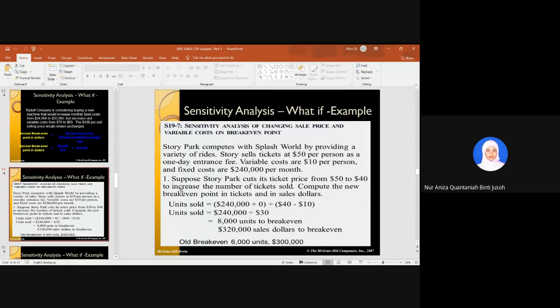Now, a what-if situation. Suppose Story Park cuts its ticket price from 50 to 40. The selling price is reduced to increase the number of tickets sold. Compute the new break-even point in tickets and in sales dollars. It doesn't say anything about changes in variable cost and fixed cost, so the only change here is the sales price.